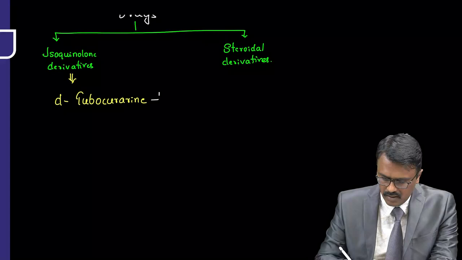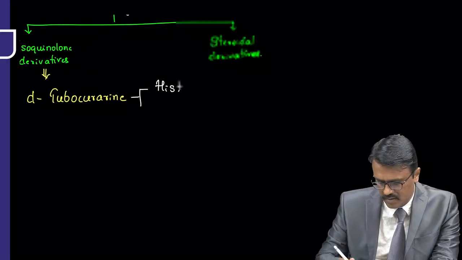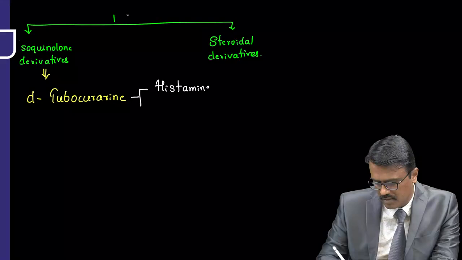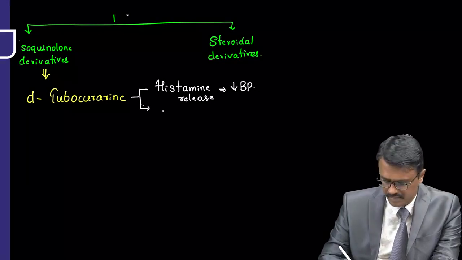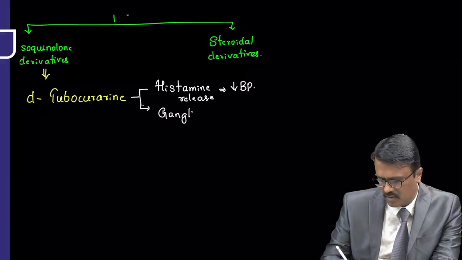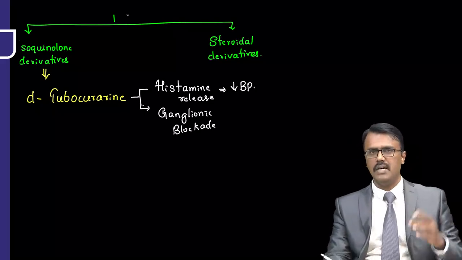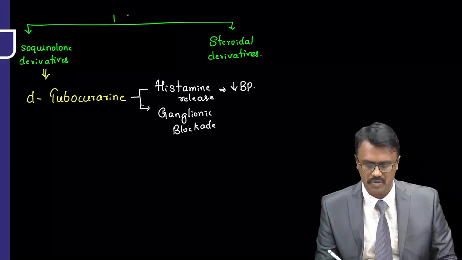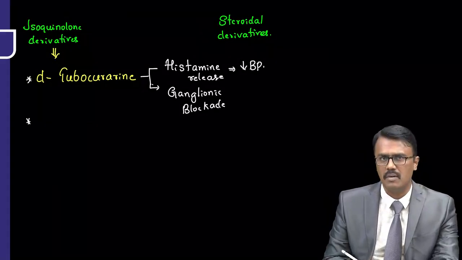Now this D-tuberculin has one property, that is histamine release. So it can cause histamine release. Now because of that, it can decrease the BP. And second is it can cause ganglionic blockade. Now you may ask a question, why ganglionic blockade? Because ganglia contains NN type of receptor. So if it is blocking NM, there is a chance it can also block NN type. So ganglionic blockade. Because of this reason, it is not used commonly nowadays.